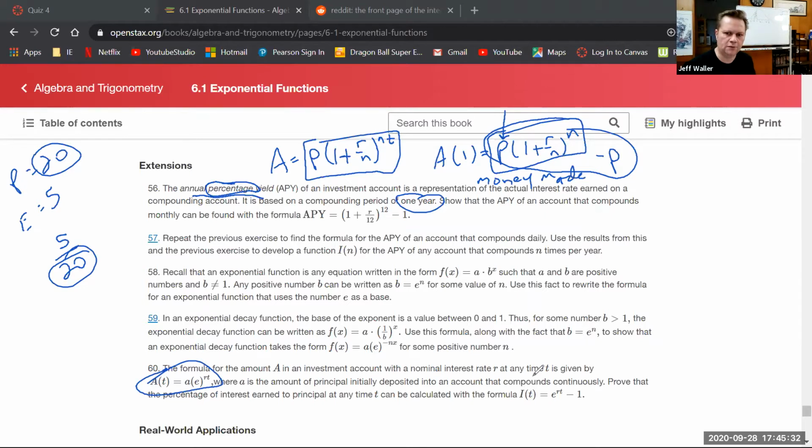So this compounding continuously is where E comes from. It means you make money on the money you make every instant of time, not every month, not every day, not every second, but every instant of time. Okay.